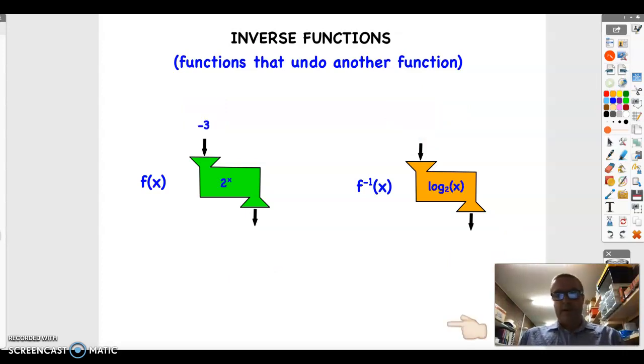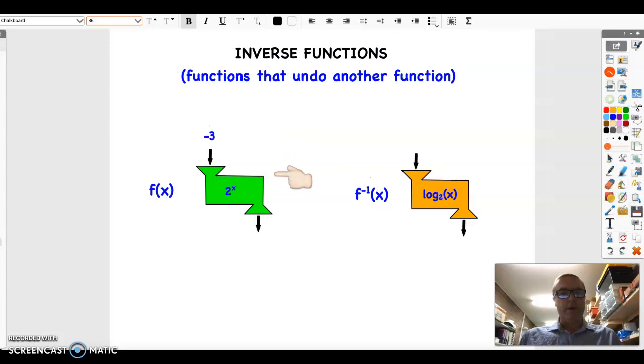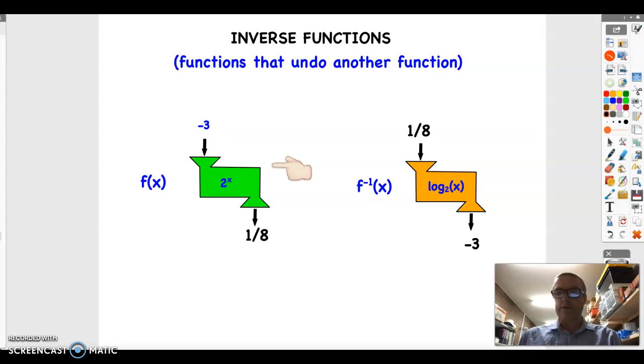Here's an example. Let's use our first example. So our function is 2 to the power of x. We're going to put in -3. So 2 to the power of -3 is 1/8. What that means is, if I take the value 1/8 and I use that as the input for the inverse function, the log of 1/8 to the base 2 turns out to be -3. So you can see that a function and its inverse perform those types of operations on values of x, values of y.